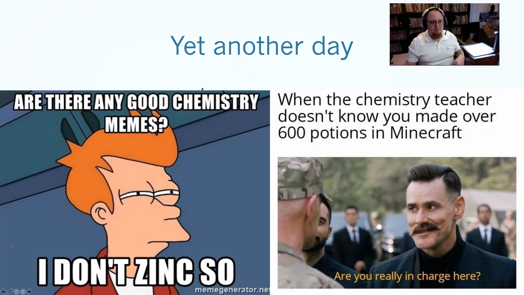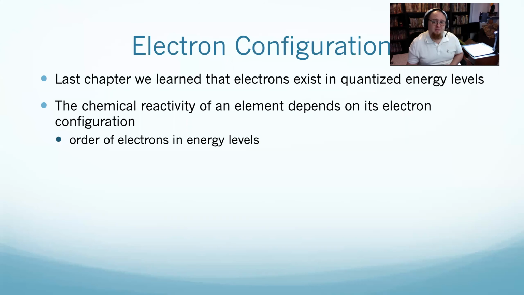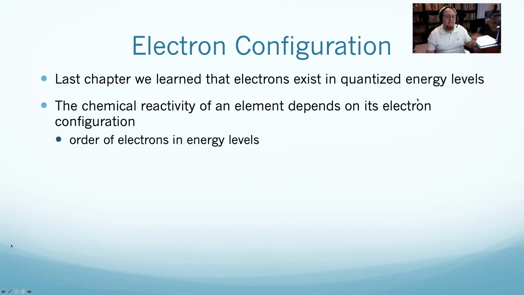What we've been talking about is the periodic table and the periodic trends that come from the periodic table. And possibly one of the most important trends, it's actually the basis of its shape, is something called electron configuration. You see, last chapter we learned that electrons exist in quantized energy levels. The thing is, we didn't really go into too much detail there. We talked about the energy levels, n equals 1, n equals 2, n equals 3, and so on.